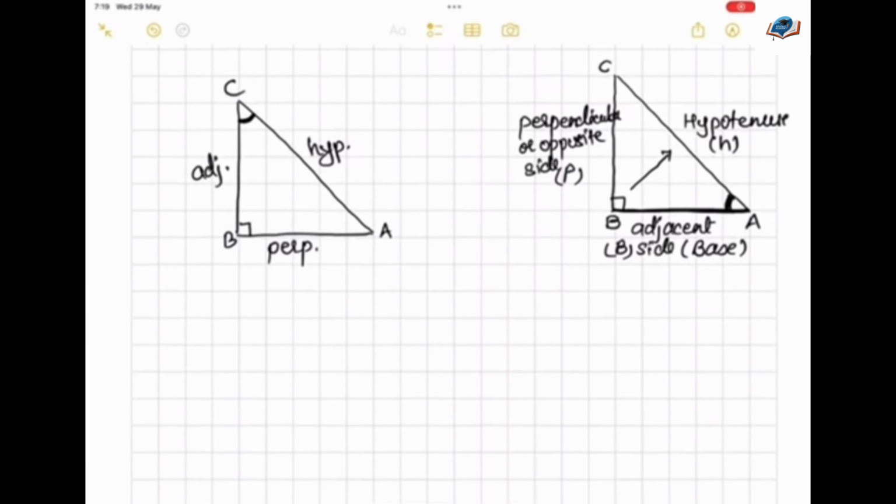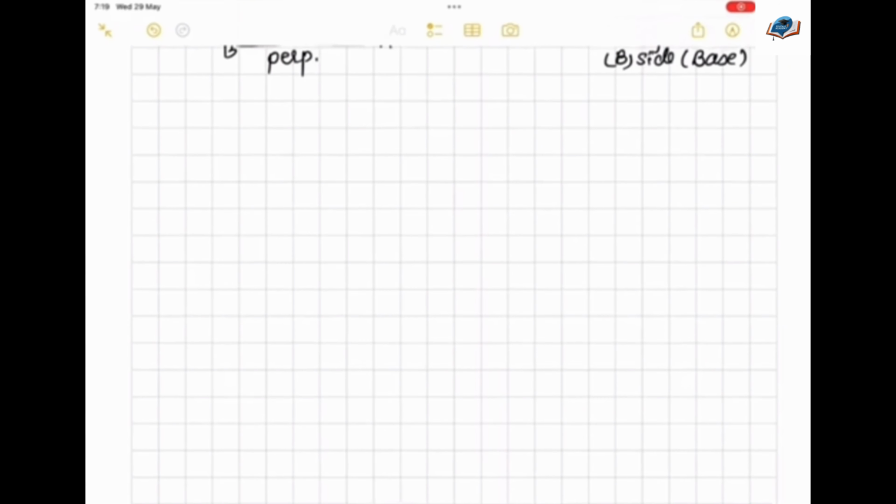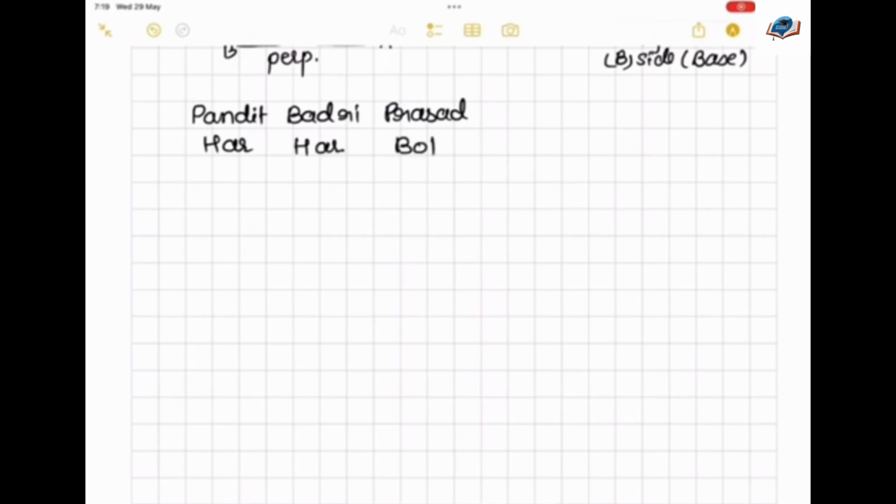Now to remember the formulas of sin theta, tan theta, cos theta, we have a technique. Pandit Badri Prasad, Har Har Bole, Sona Chandi Tole.